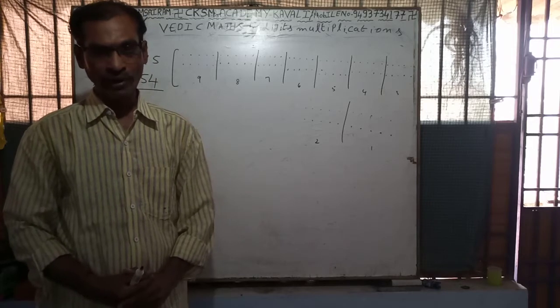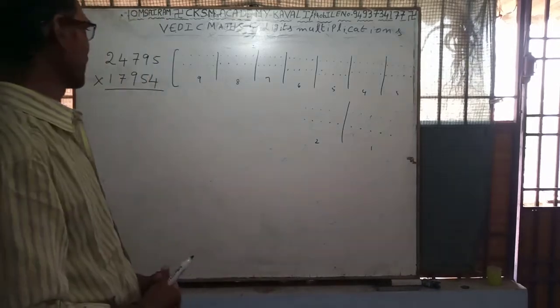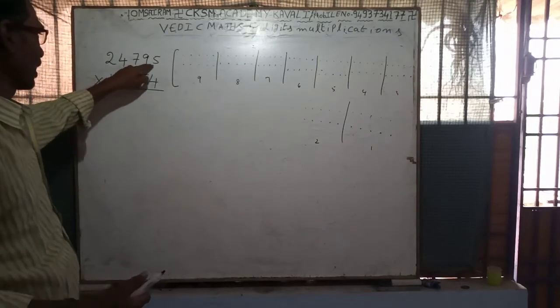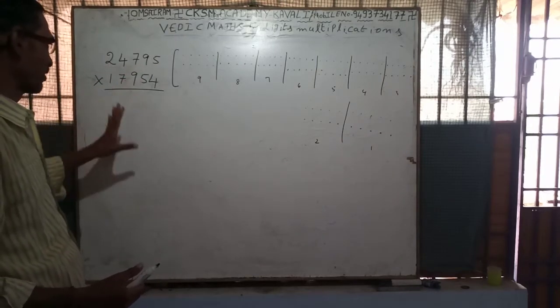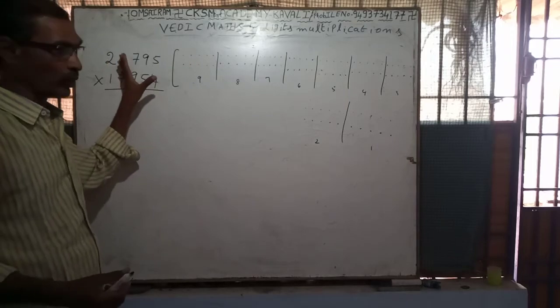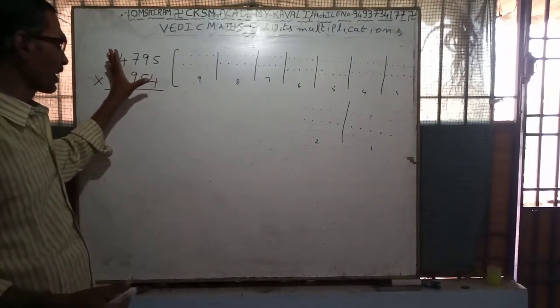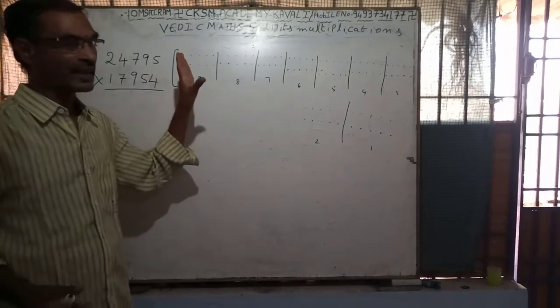In the last class we learned 2-digit, 3-digit and 4-digit multiplication. Next we do 5-digit multiplication. We have 24795 into 17954 given. This multiplication we do in 9 steps. This method is called the criss-cross method.